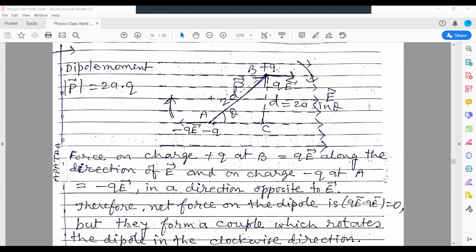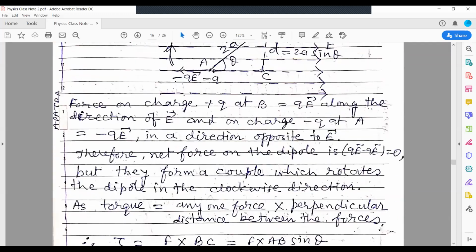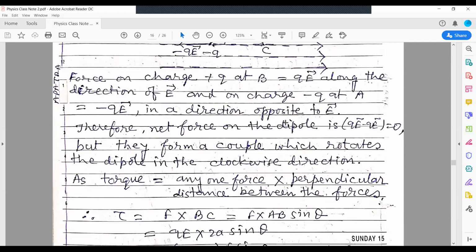But they form a couple which rotates the dipole in the clockwise direction. In this figure diagram it is clockwise, and it may be anti-clockwise. That depends upon the orientation. If the dipole moment is along this direction, then the torque will be anti-clockwise. That depends upon the orientation, that means the angle theta.